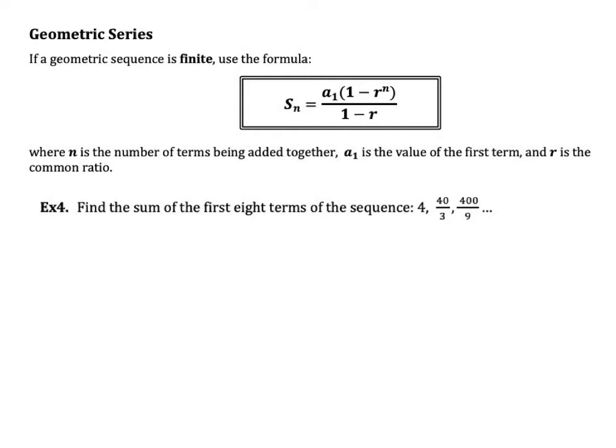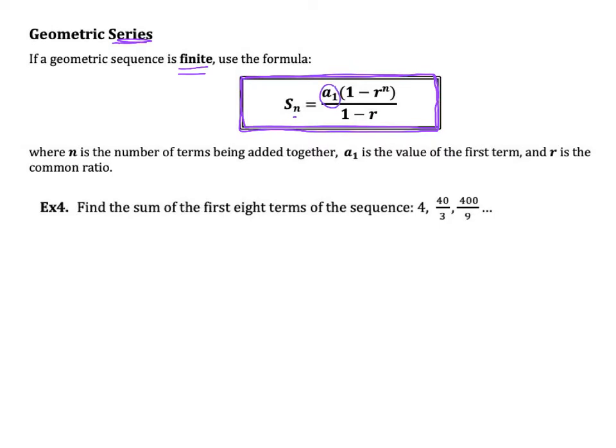Now how about our geometric series? So your geometric series, we are going to have a formula for the finite geometric series, and that is here. So it is the sum. A geometric series is when you're adding up all of the terms in a geometric sequence. So we would take the sum of the n terms.